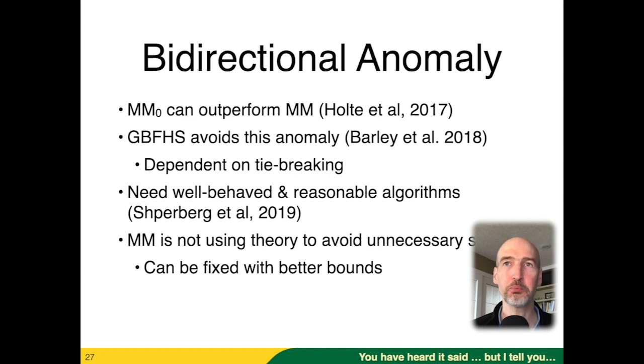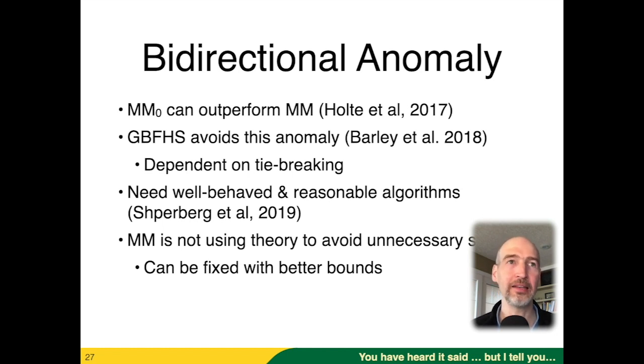And so this was brought up, and there was some understanding that was needed for that. And there was another algorithm then in 2018, GBFHS, that avoided this anomaly. And this was more analogous to the case of the breadth-first search versus A*, where there's still some tie-breaking that could cause one algorithm or the other to beat each other, but it's the same sort of case that we saw before with A*.